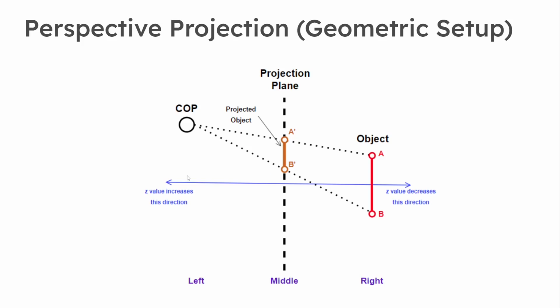So this blue line is actually the z-axis. On the left, the z value increases, so this one is towards the positive z, and towards the right, the z value decreases. We usually put the plane in the middle of the setup, as said earlier, and put the object or the subject on the right and the viewer on the left. So this is a perspective projection diagram, and the viewer is here at the COP point. In the case of parallel projection, there might be the direction of projection instead.